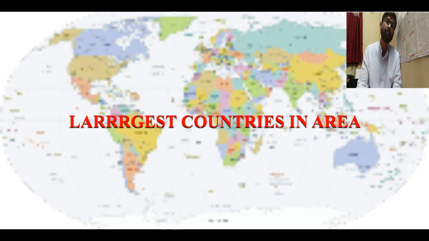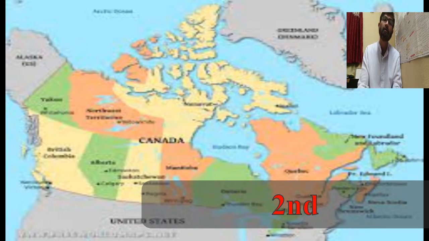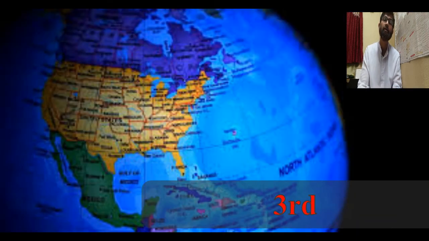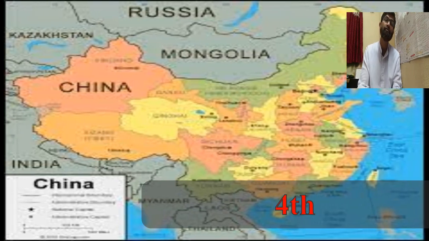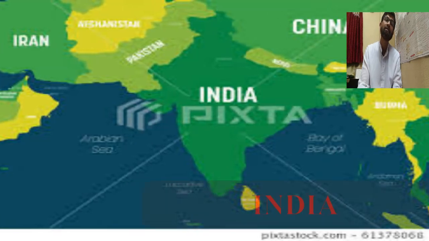Now we will try to see some of the largest countries of the world in terms of area. Please have a look at the whole map. First one, it's a bit easy for you, Russia. Second one, Canada. Third one, USA. Fourth one, China. Fifth one, Brazil. Sixth one, Australia. And seventh one, ours, India.